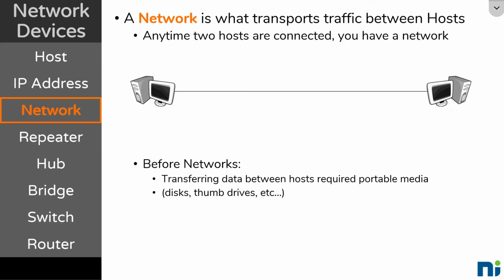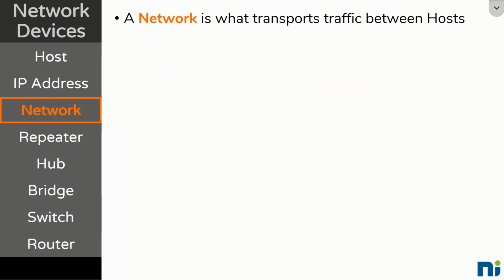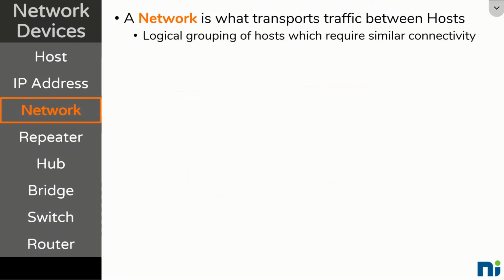Networking and networks are what automated that process. They allowed these computers to share data with each other automatically. Now, if we take a step back, a network is really just a logical grouping of hosts which require similar connectivity. So let me explain that.